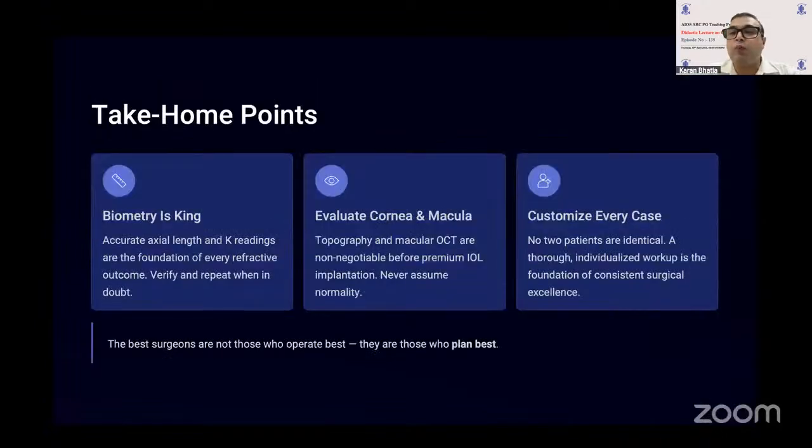So the take-home points I would say are: biometry is king, where accurate axial length and K readings are the foundation, and verify and repeat them whenever possible. Evaluate the cornea and the macula, and these are non-negotiable for premium cases. Never assume normality, and customize every case. No two eyes or no two patients are identical. Have an individualized workup, and this will give you consistent surgical excellence. And I would say that the best surgeons are not those who operate best, but those who plan best.